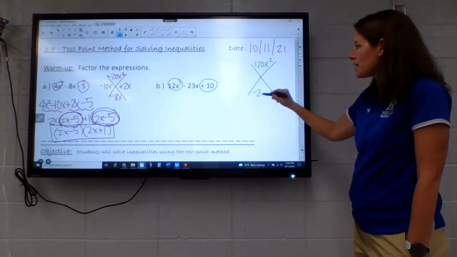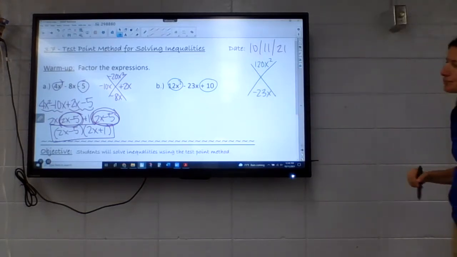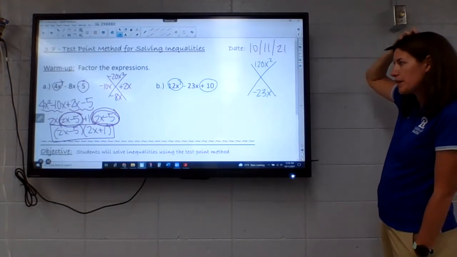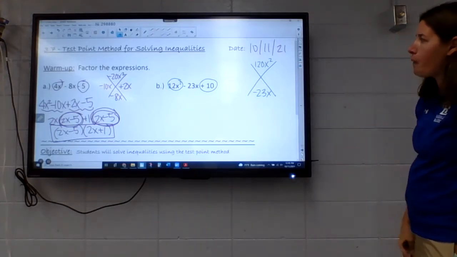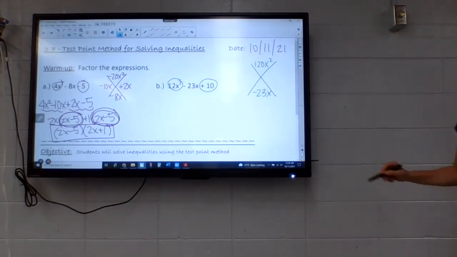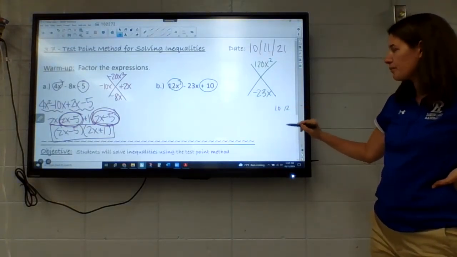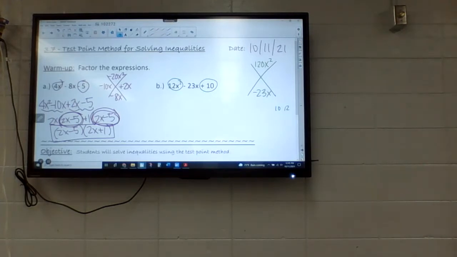And then the bottom, a negative 23x. I want to find a number, or set of numbers, that multiplies to 120 but adds to a negative 23. Sometimes it's a matter of me writing some down over here. Sometimes I have to grab my calculator because 120 has some pretty big numbers.